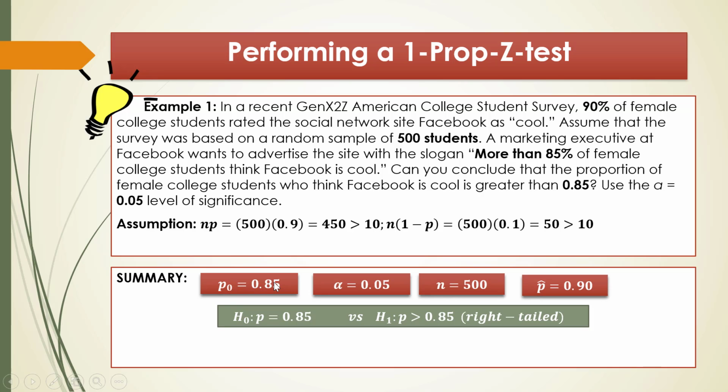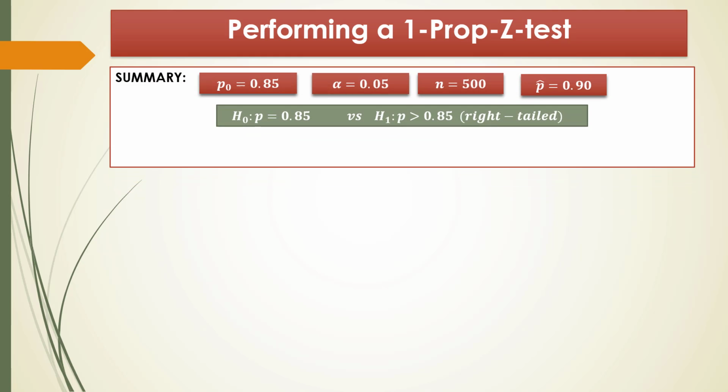So p naught is 0.85, and we have two possibilities. More than 85% of female college students think Facebook is cool, and at most 85% of female college students think Facebook is cool. So we have two hypotheses: p is equal to 0.85 or p is greater than 0.85. So this is a right-tail test. So now we have summarized the question.